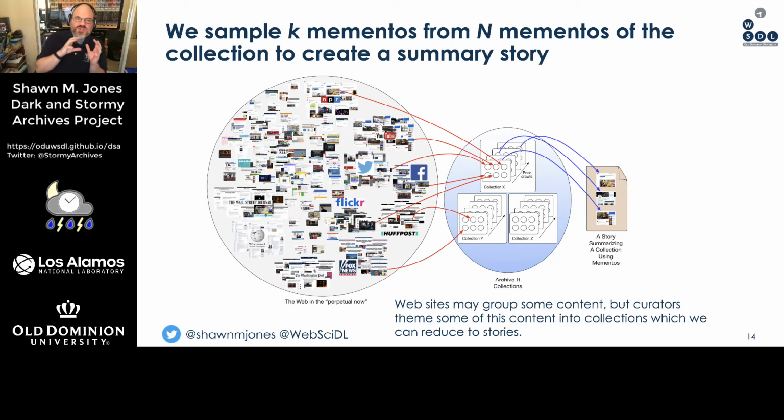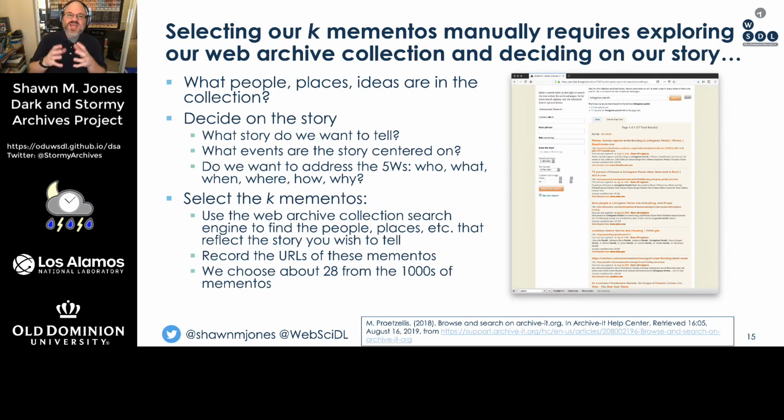Now, websites, as you see on the left, they'll group content, which is very helpful. But curators theme some of this content across multiple websites into collections, which we then can perform additional analysis on to reduce to a story. And selecting our K mementos manually would require exploring the Web Archive collection and deciding on our story. And I encourage you to do this.